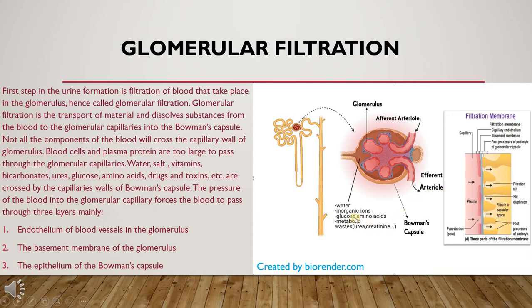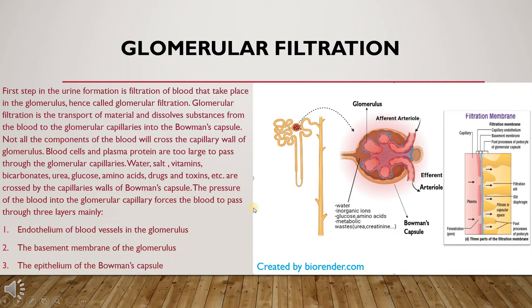Not all the components of blood will cross the capillary walls of the glomerulus. Blood cells and plasma proteins are too large to pass through the glomerular capillary wall. Water, salt, hydrogen ions, vitamins, bicarbonate, urea, glucose, amino acids and drugs cross the capillary walls into the Bowman's capsule. The pressure of the blood in the glomerular capillary forces the blood to pass through three layers, namely the endothelium of the blood vessel in the glomerulus, the basement membrane of the glomerulus, and the epithelial cells of the glomerular capillaries.